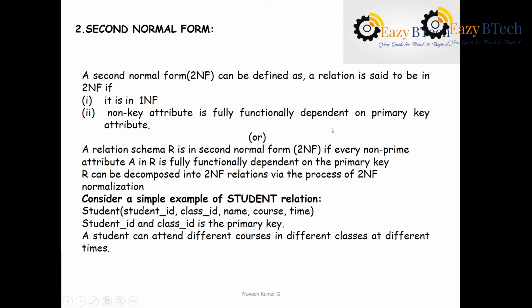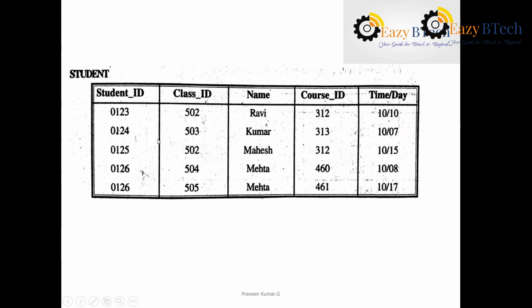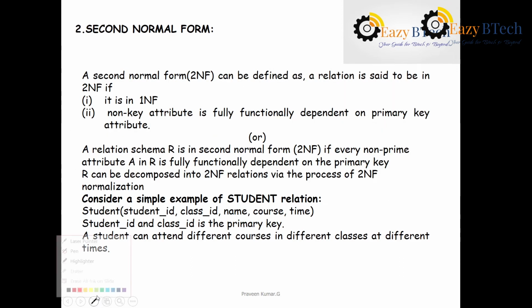Prime key attribute is nothing but a candidate key, meaning more than one key, key 1 and key 2. Here we have key 1 and key 2. By using the candidate key, by using the two keys, you can identify the non-key attributes. Then that is called a prime attribute.